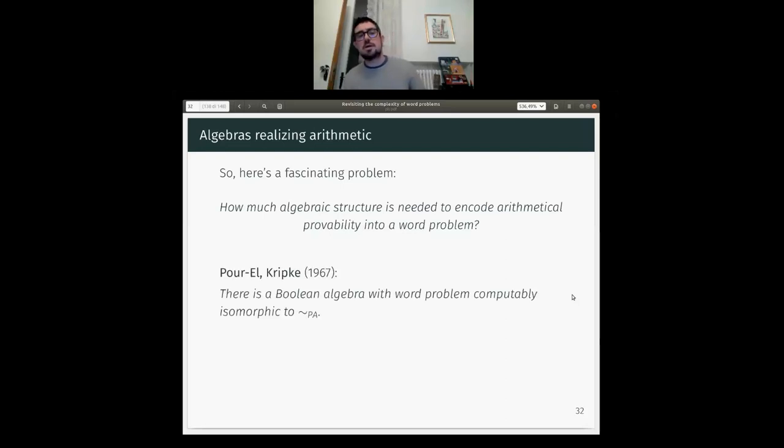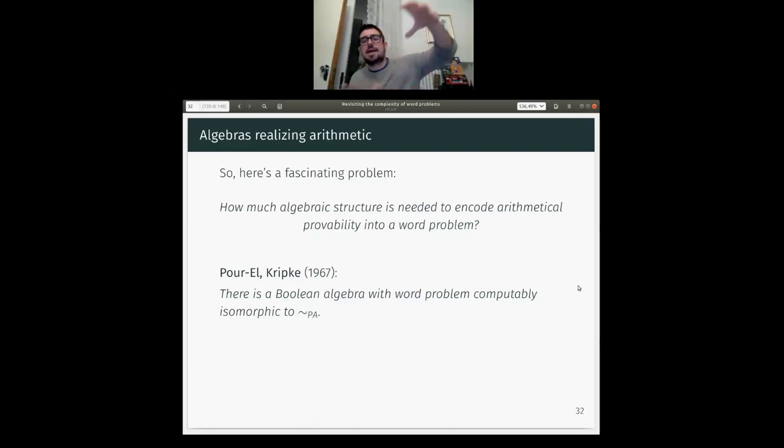There are partial answers. The first answer dates back even to the 60s, of course absolutely not in this terminology, and it's a result by Perrel and Kripke. They proved that there is a Boolean algebra with word problem computably isomorphic to Peano arithmetic. Now, in a sense, it is not surprising. The coding is the obvious one in a sense.